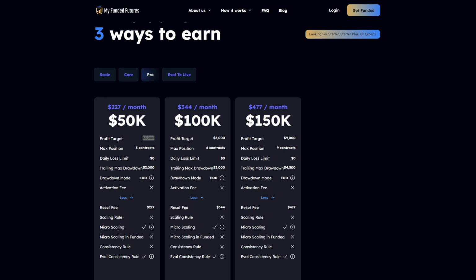Now, before we come over and talk about the pro plan, I want to remind you guys, if you like the old accounts, again, the Starter Plus and the Expert plan, I'm still going to show you guys how you can purchase those accounts once we look at the pro plan. Now, the pro plan is the most costly of these 3 new accounts. But again, we have the same profit objective. We have the same trailing drawdown. We have the same 50% consistency rule.